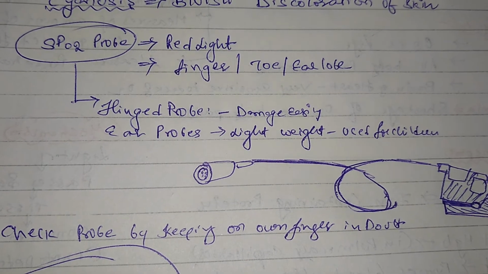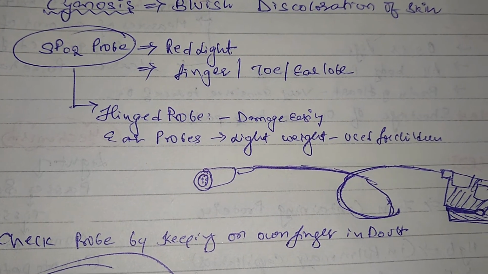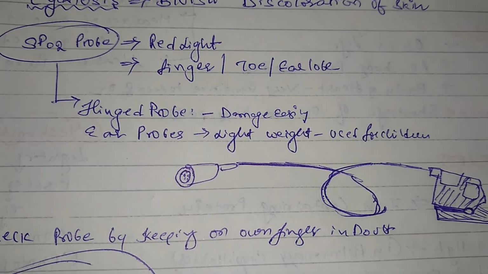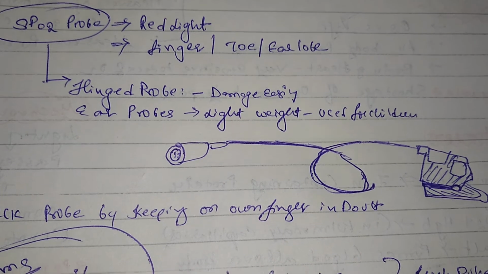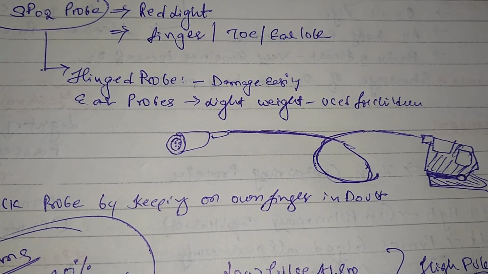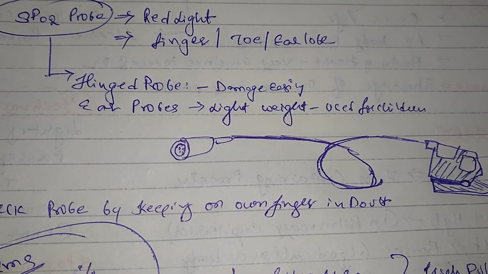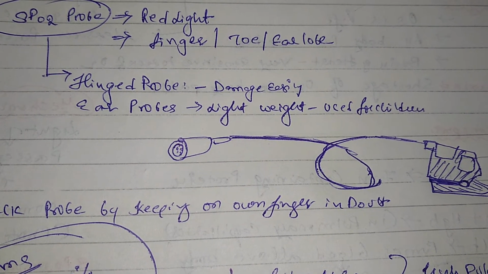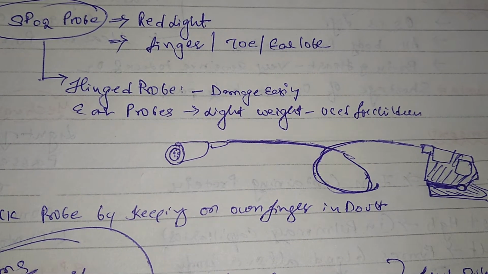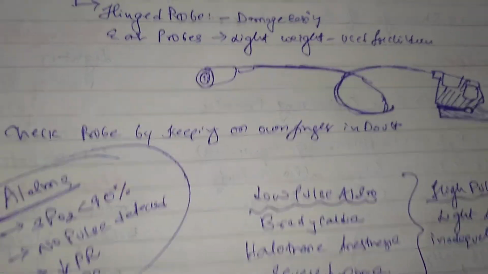The SpO2 probe has a red light which passes through the finger, and the result is displayed on the monitor as SpO2 and pulse rate. We can see these probes are of different types: hinged probes and ear probes. Hinged probes are easily damaged because they can be broken easily. So to avoid breakage, ensure that the probe does not fall on the floor and the patient does not pull it away. Ear probes are very lightweight and can be used for children.